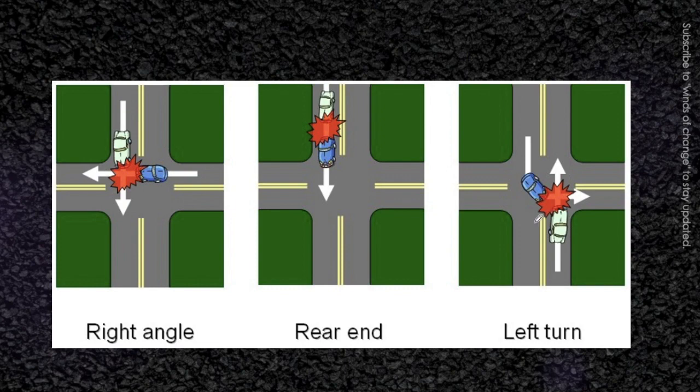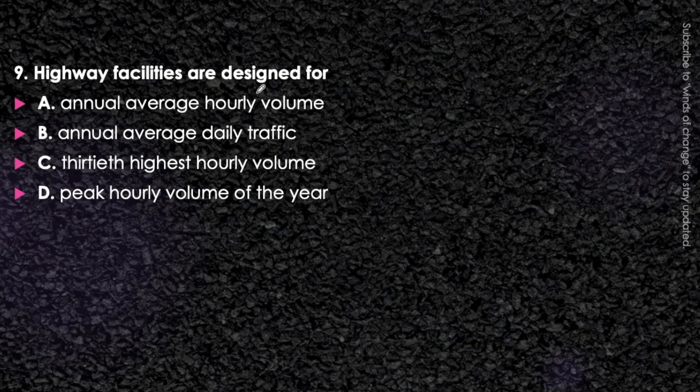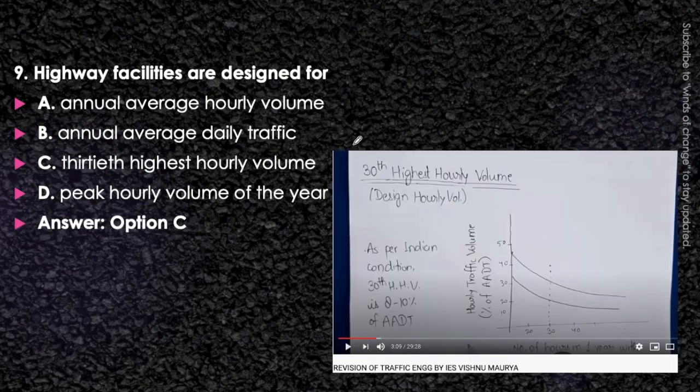Okay, next question. Highway facilities are designed for annual average hourly volume, annual average daily traffic, 30th highest hourly volume, or peak hourly volume of the year. Now highway facilities are designed for which of these? Think about it. This is a very important question, that at which traffic volume we will design the highway facilities. The answer will be option C, that is 30th highest hourly volume. We will design at 30th highest hourly volume for highway facilities. This is also called design hourly volume.